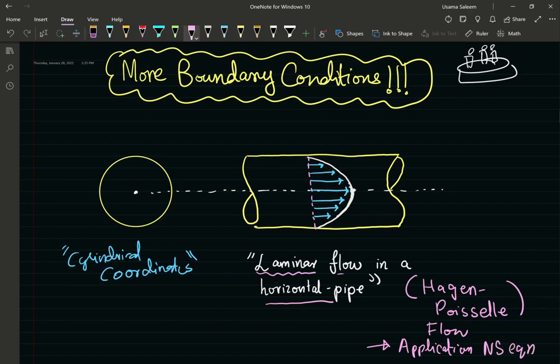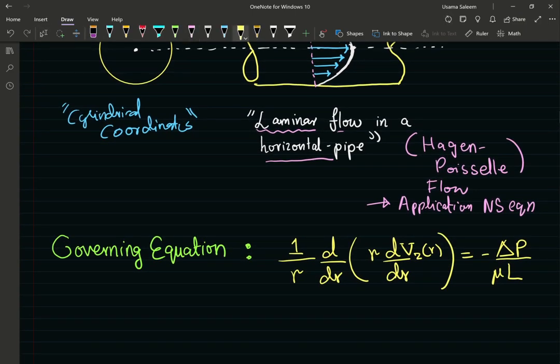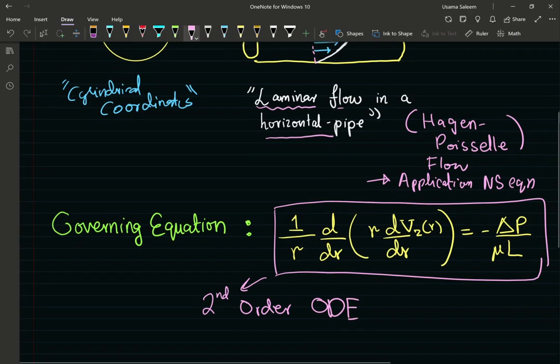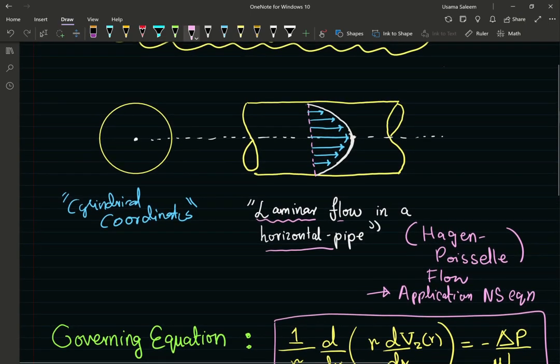I'm not going to go over the physics of this problem. I'm just going to go over the governing equation and the boundary conditions. The governing equation is right here. This is an ordinary differential equation, a second order ordinary differential equation, and it's second order with respect to radius. Keep in mind we're working in cylindrical coordinates here, ladies and gentlemen.